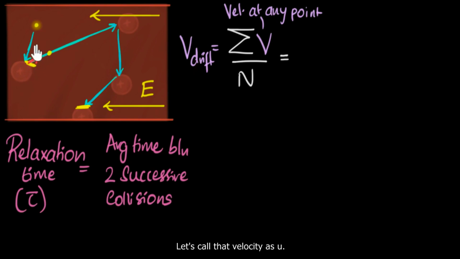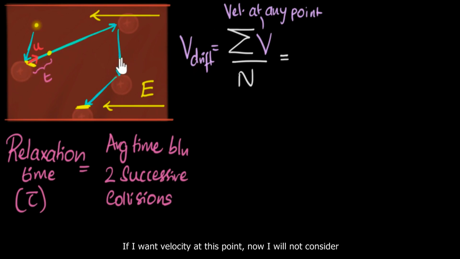Let's call that velocity as u. And then I need to know how much time has elapsed since then. Let's call that t. And if I do v equal to u plus at, I will get the velocity at this point. If I want velocity at this point, it will be u plus a into t. Time will be now from here to there.